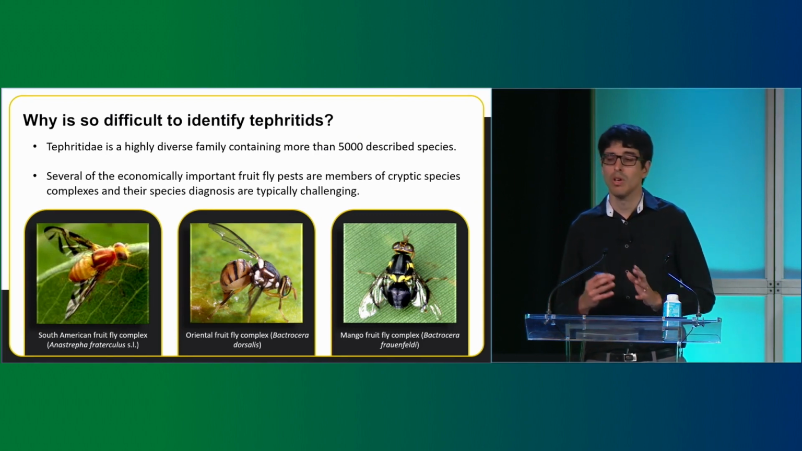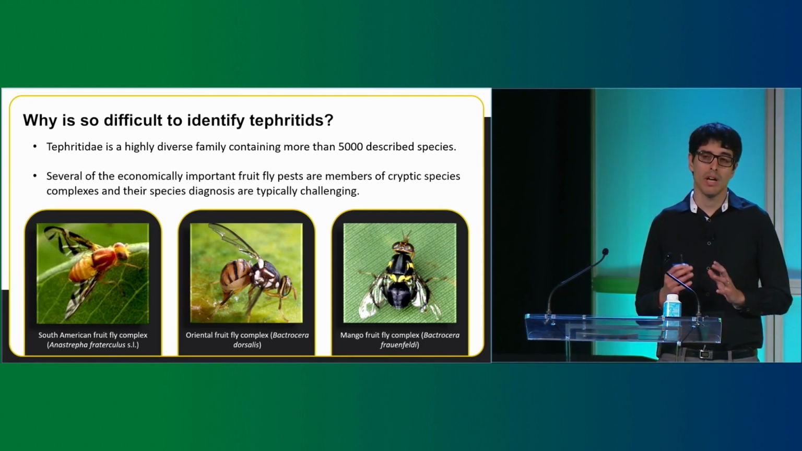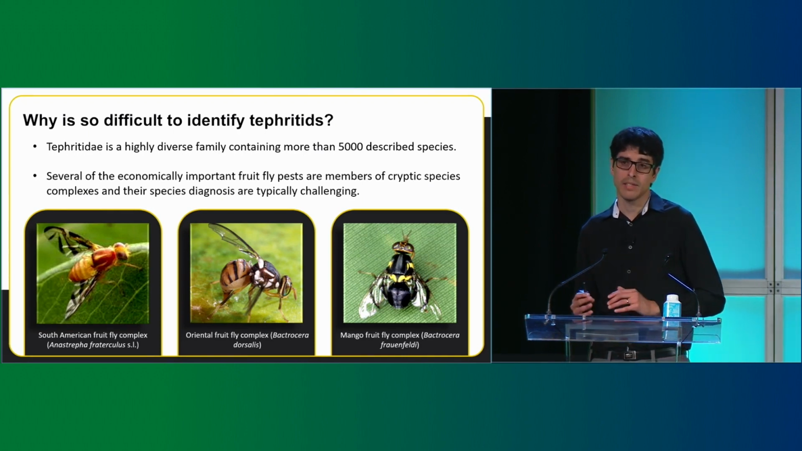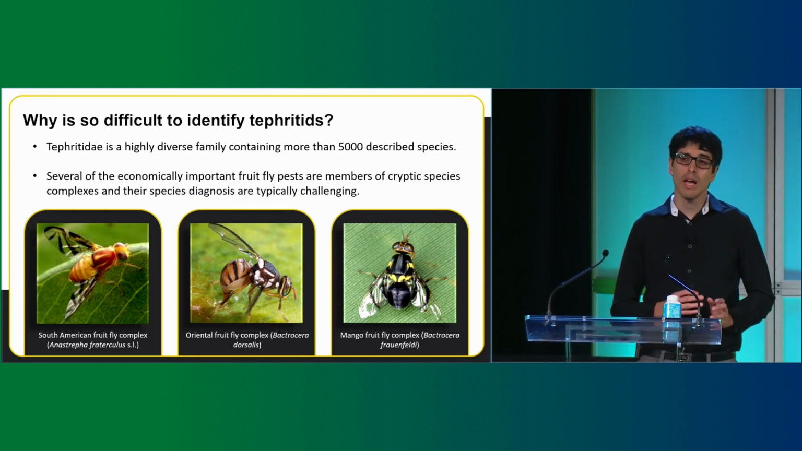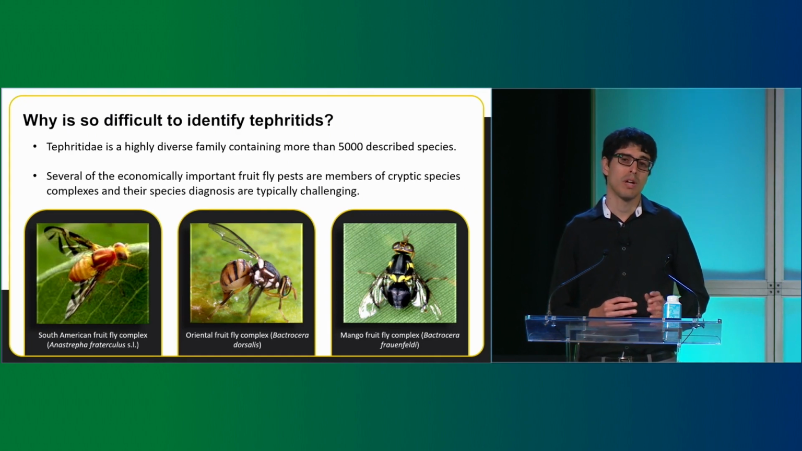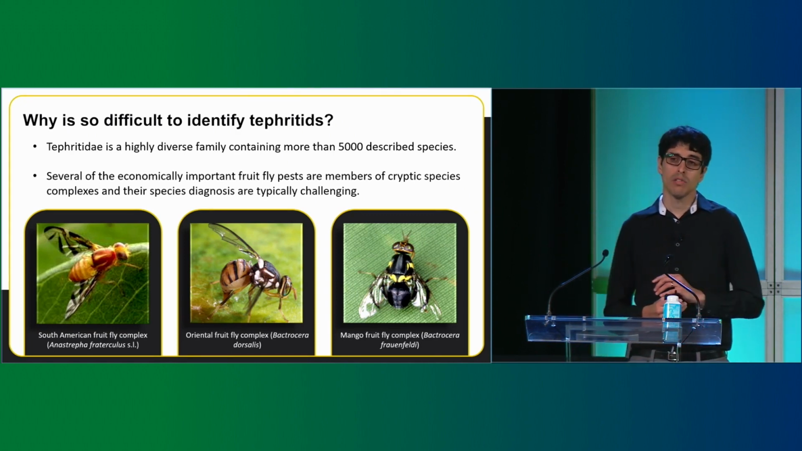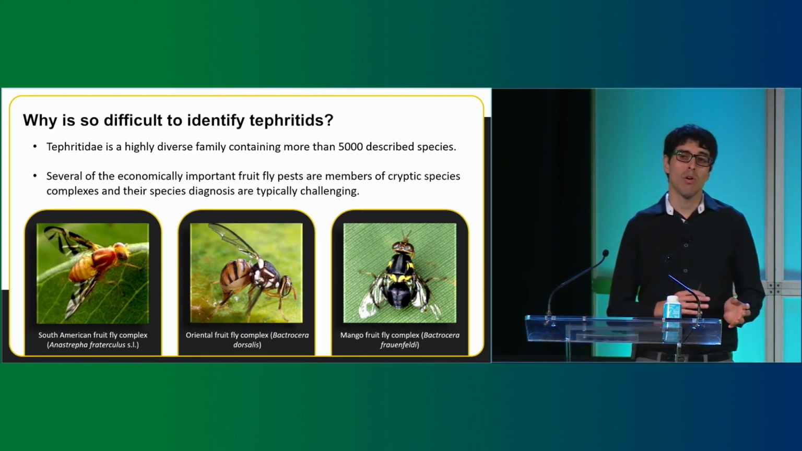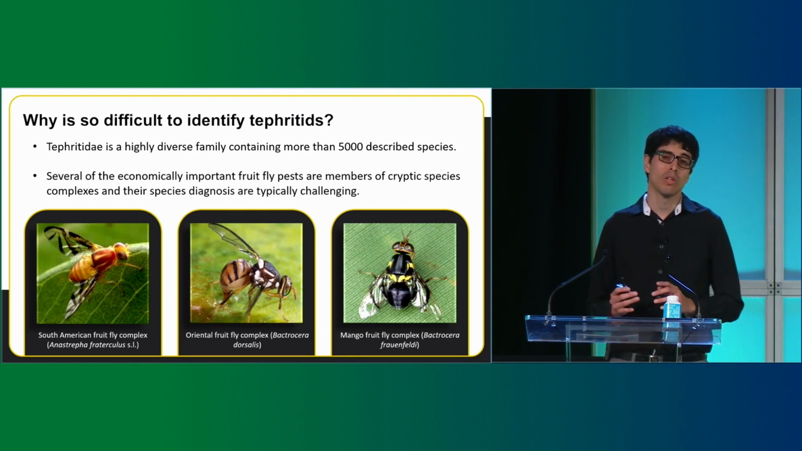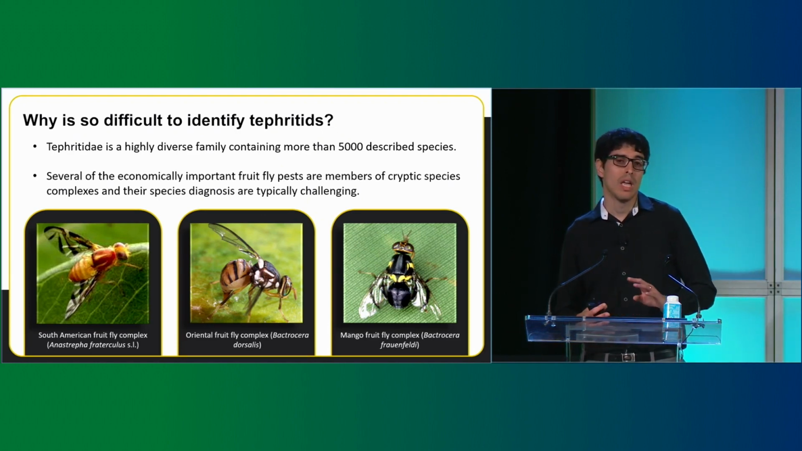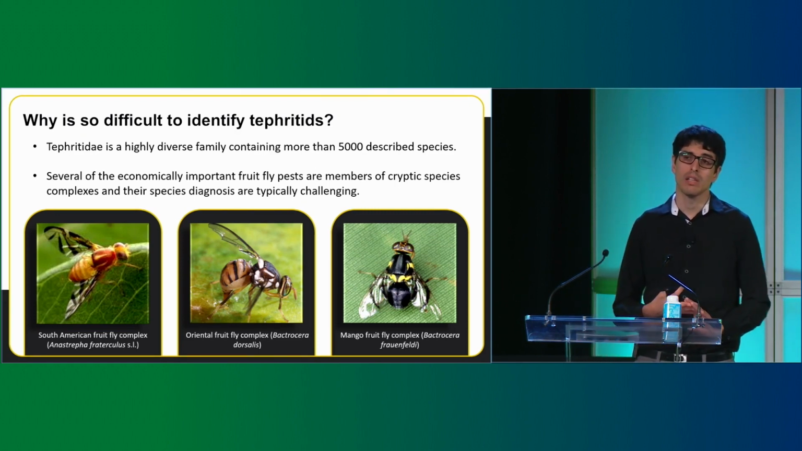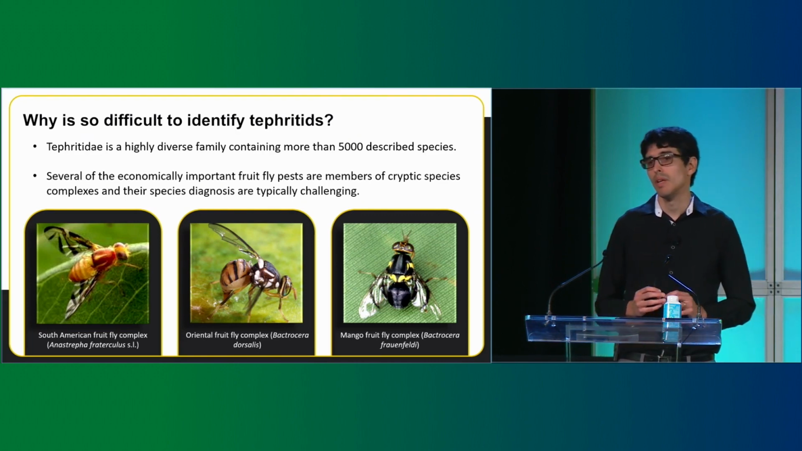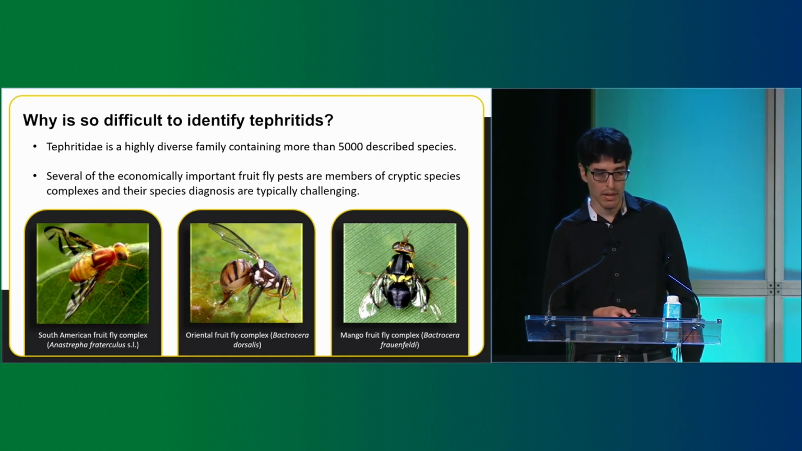Here are three examples of species that are classified as complexes, and they are considered major pests. Here is the South American fruit fly, which is distributed in all the Americas. The Oriental fruit fly, which is originally from Asia, but it has invaded other parts of the world, including Africa, Oceania, even the state of Hawaii in the United States. The other complex is from Southeast Asia and Oceania, which is the mango fruit fly.